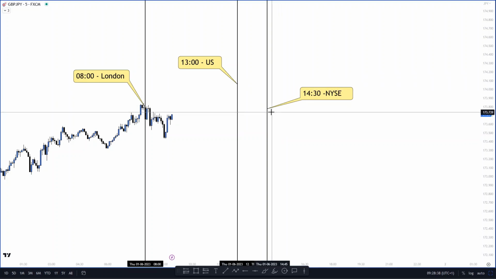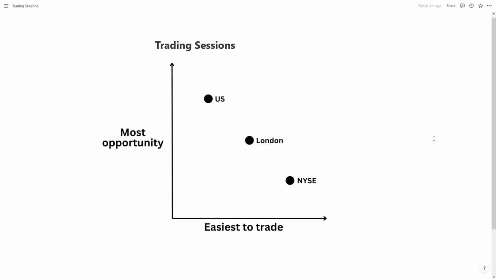Now I'm going to show you a little diagram of which one also you can choose. Obviously it depends on you personally, but here's a little bit more info about each session. I've just devised a simple diagram to show you extra insight on trading sessions and which one to pick. I've got the three sessions here, US, London, and NYSE. On the x-axis, it says easiest to trade, and on the y, it says most opportunity. You can see that in US session, there is the most opportunity, but it's not the easiest to trade. It's the most difficult out of all three, and you've probably got a lower win rate in US.